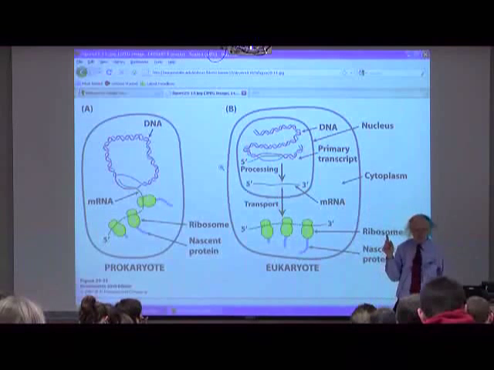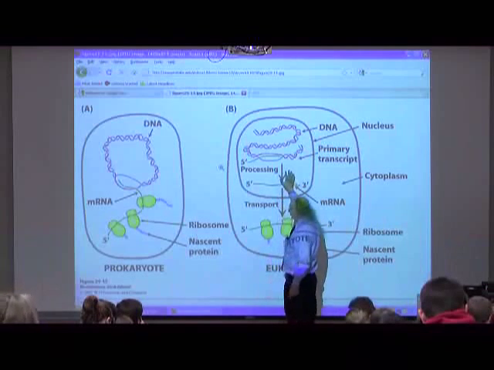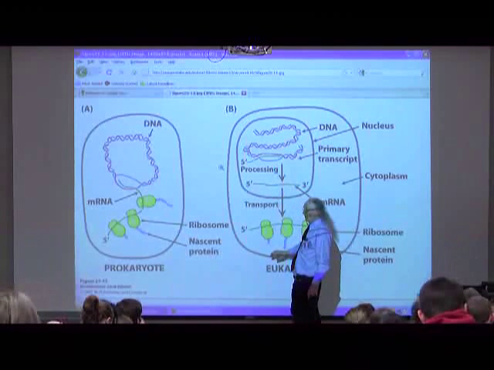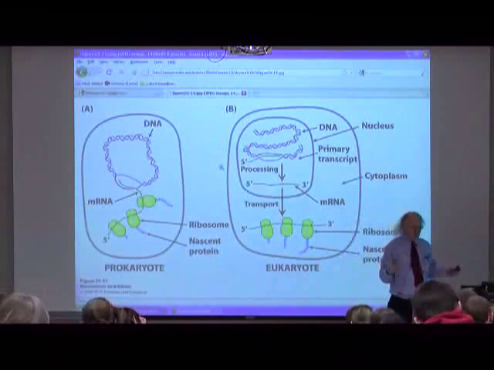Okay? So there's a big difference: the sequestration of the processes. Replication and transcription in the nucleus, translation occurring in the cytoplasm. Okay, so that's a very big difference.